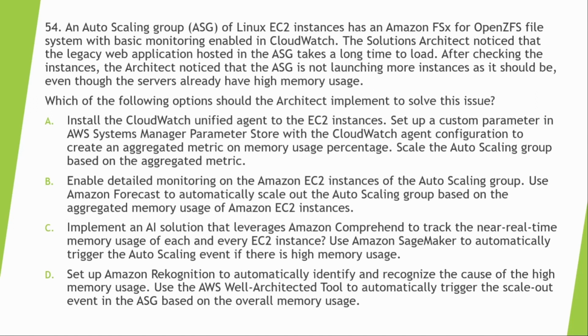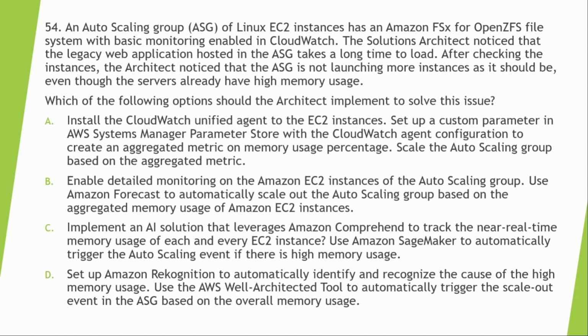This is the correct one. And you will be using SSM. But let's see why the other options are not correct. Enable detailed monitoring on the EC2 instances for the Auto Scaling group. Use Amazon Forecast to automatically scale out the Auto Scaling group based on the aggregated memory usage of EC2 instances.